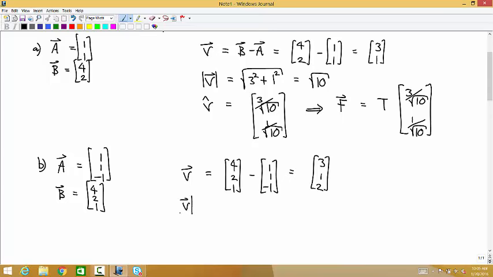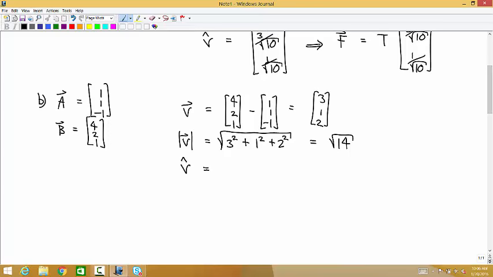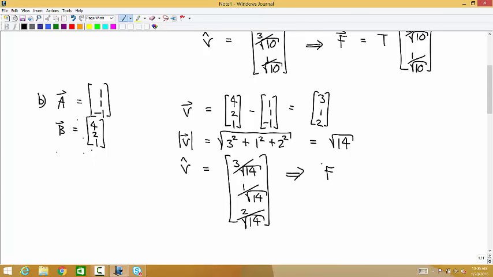The magnitude is 3 squared plus 1 squared plus 2 squared. So what's that? 10, 14. And so the unit vector is 3 over root 14, 1 over root 14, 2 over root 14. And then the force vector is T times that unit vector. In 3D, it's hard to imagine any case where you want to work with angles because you have to do angles about different axes.